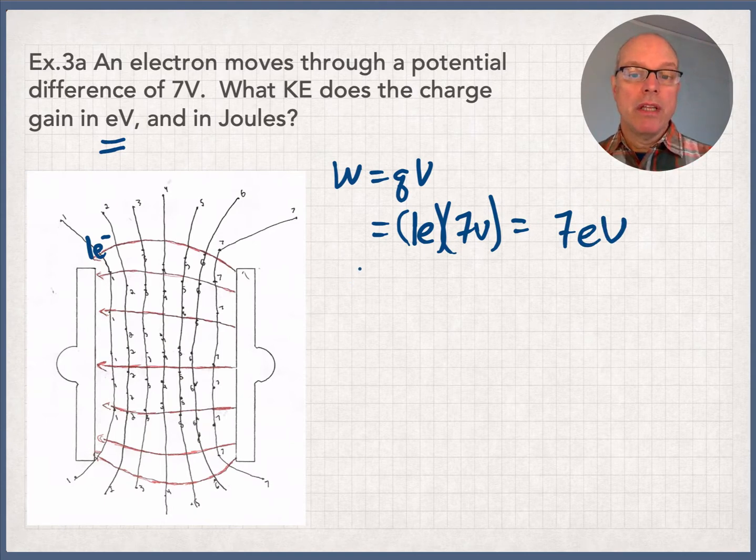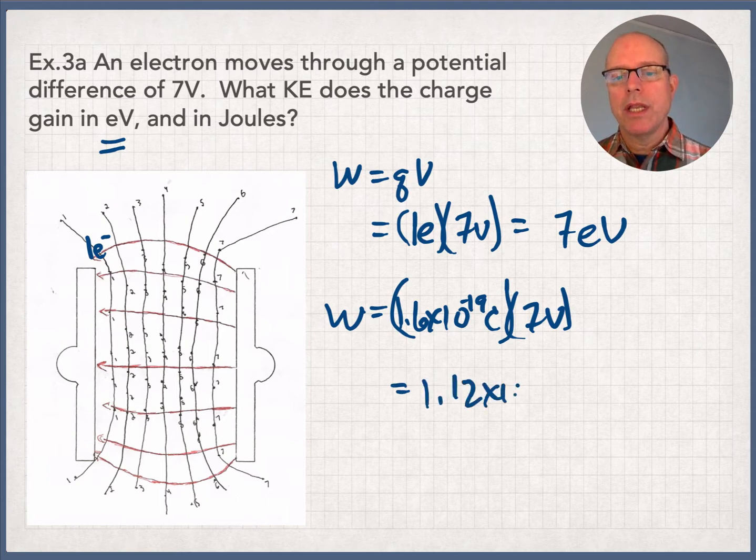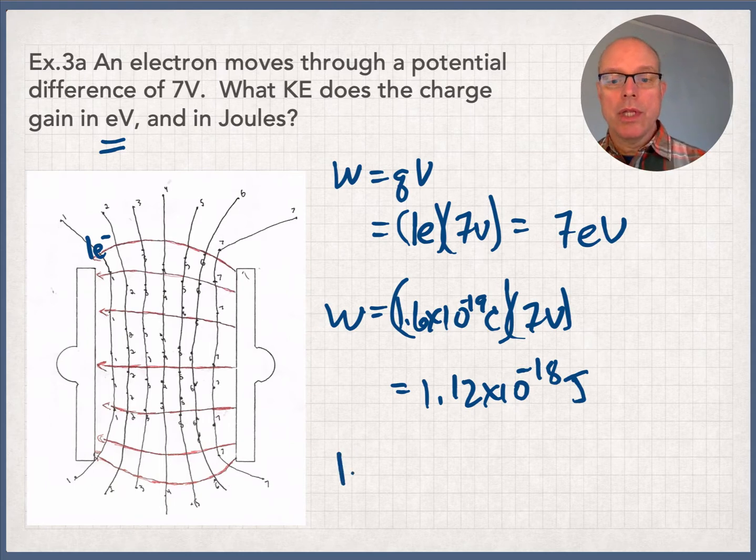Okay, so what's 7 eV of energy really? Well, all you have to do is say, if I put in what the electron really equals in coulombs, then we'll get our answer. So we get 1.6 times 10 to the negative 19 coulombs times our 7 volts, and we end up with an amount of work of 1.12 times 10 to the negative 18 joules. So here's the deal. There's a standard conversion factor that you're going to want to bank away. It's that 1 eV equals 1.6 times 10 to the negative 19 joules.